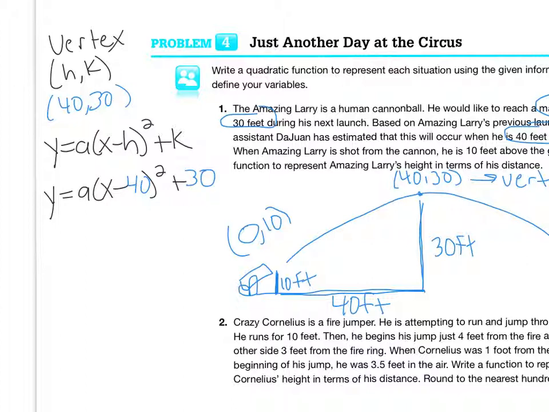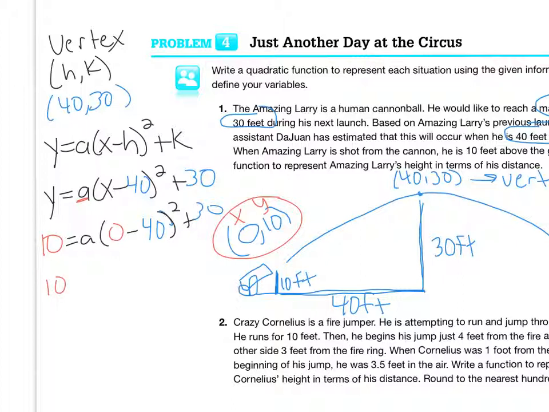In this case, we don't know what our a value is. So we need to plug in our extra point to find out what that is. 0 is our x and 10 is our y. So instead of y, we put 10. Instead of x, we put 0. And then we have to solve for a.